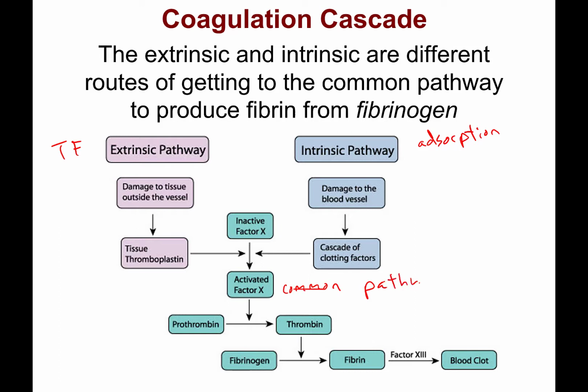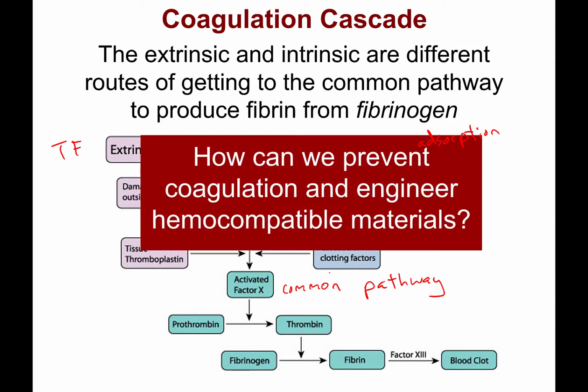And then one of the key players in that common pathway is thrombin. So you have the activation of factor 10, and then you get the activation of thrombin, which then cleaves fibrinogen to fibrin, and then that forms the fibrin mesh that reinforces the clot. So our question as we move forward is, how can we prevent coagulation and engineer hemocompatible materials?